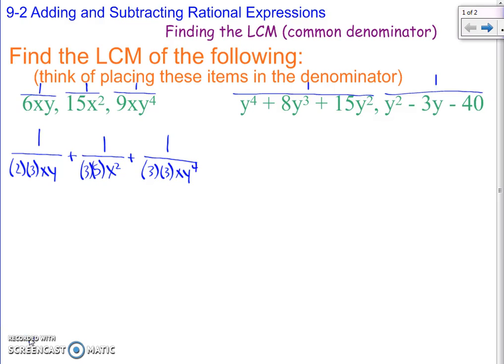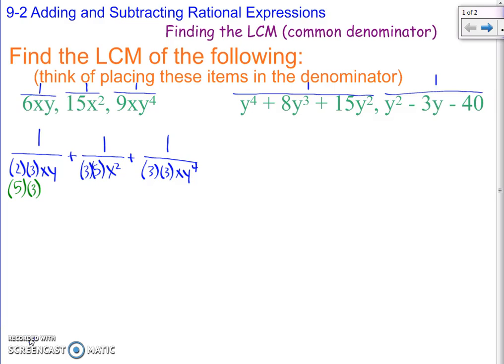Now, I'd like you to pick a different color with your notability, because what we're going to do is multiply all these by anything that we would need to make sure that they all look the same in the end. Looking at this first one, 2 and 3, what numbers would we need to put with this one that the other ones have? Yeah, we need a 5. We also need a 3. So let's just deal with the numbers for now.